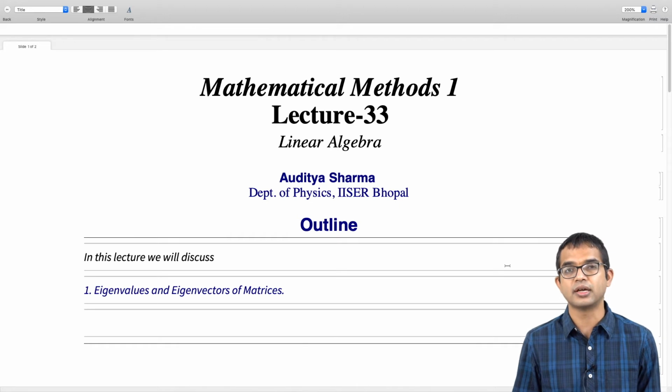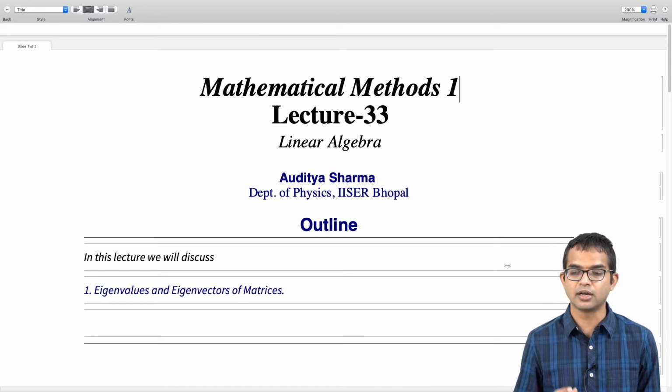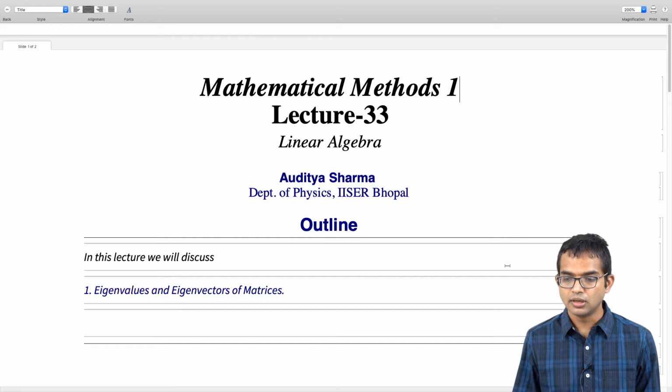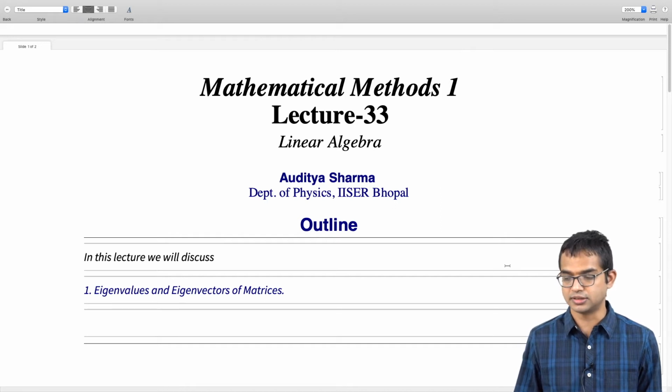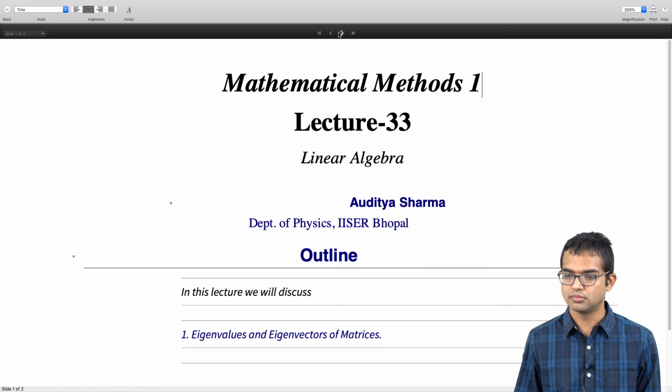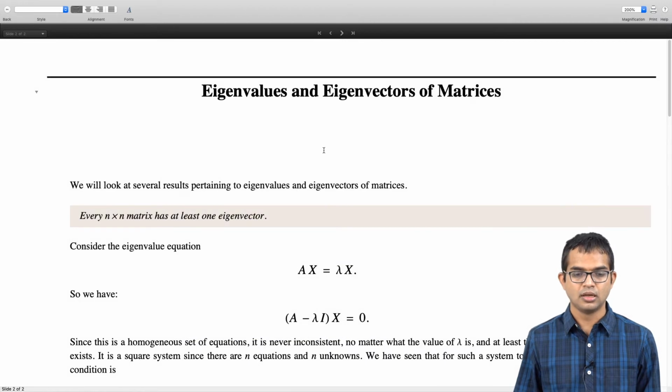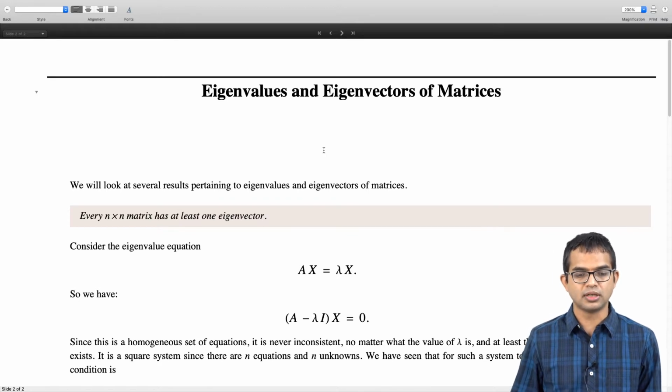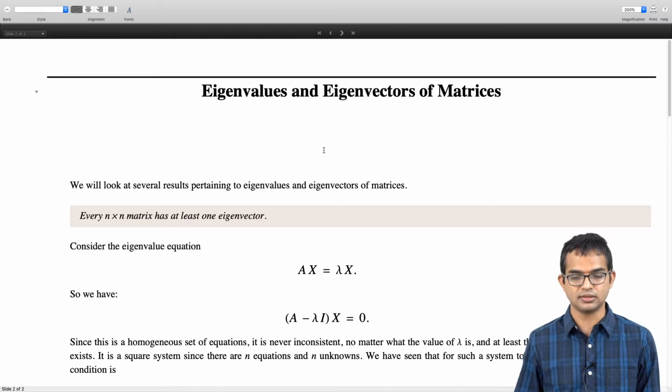Certain properties of eigenvalues and eigenvectors of matrices will be discussed here, and then more properties in the context of eigenvalues and eigenvectors will come up later. But let's look at a few very important results in this lecture. Okay, so we start with this crucial result that every n by n matrix has at least one eigenvector, right?